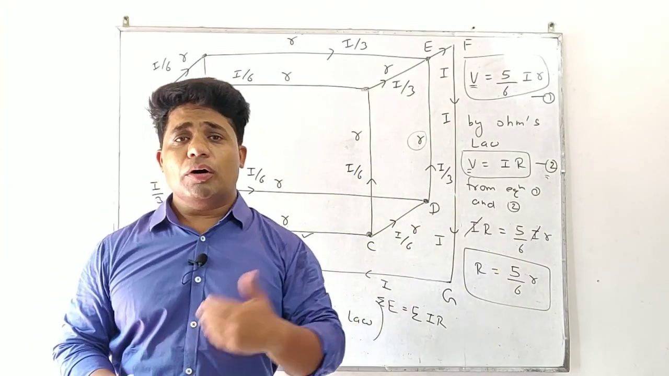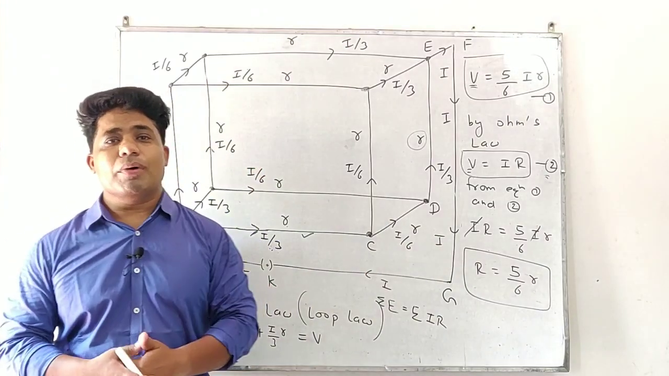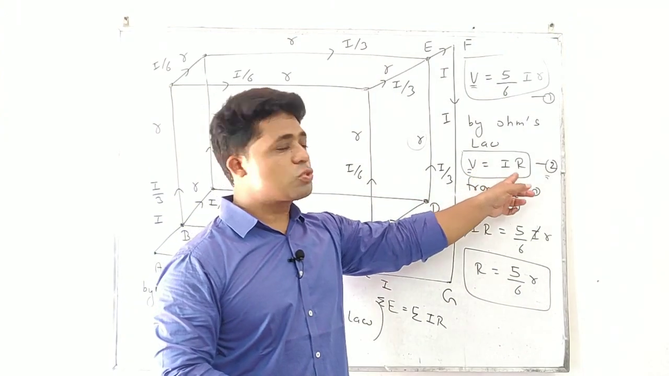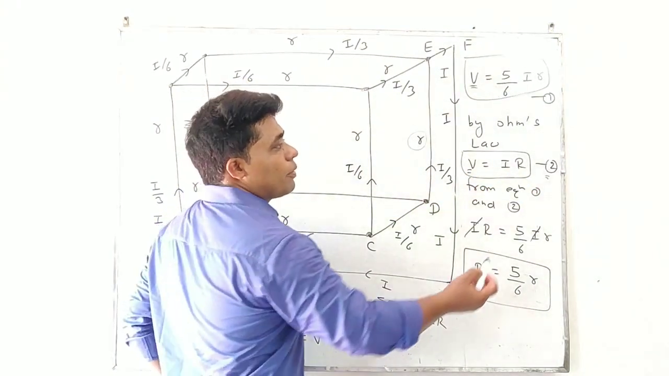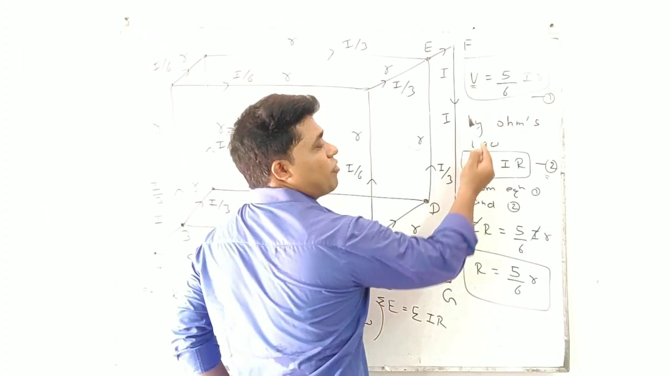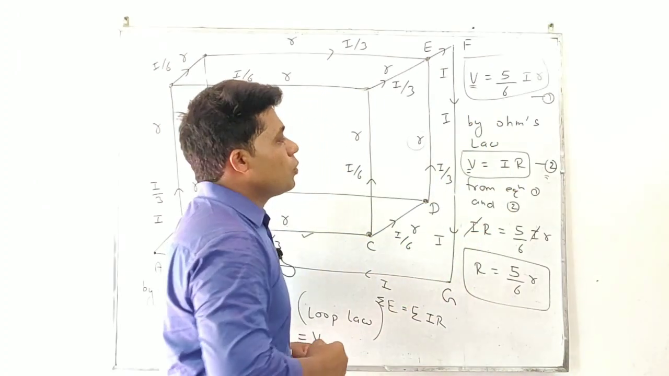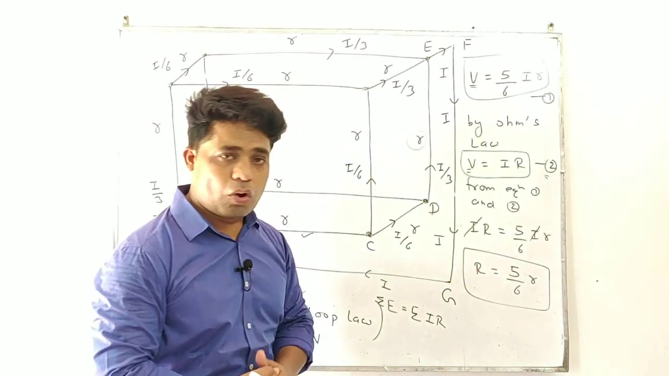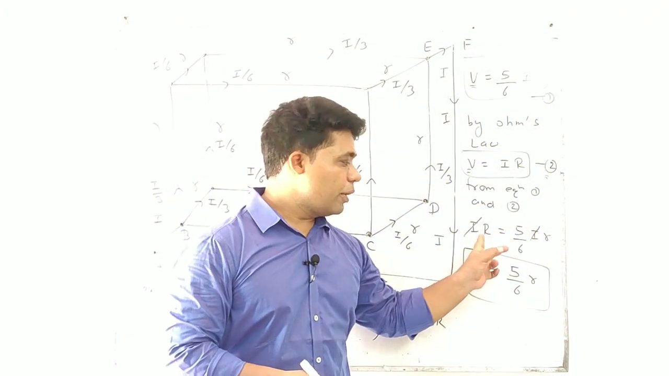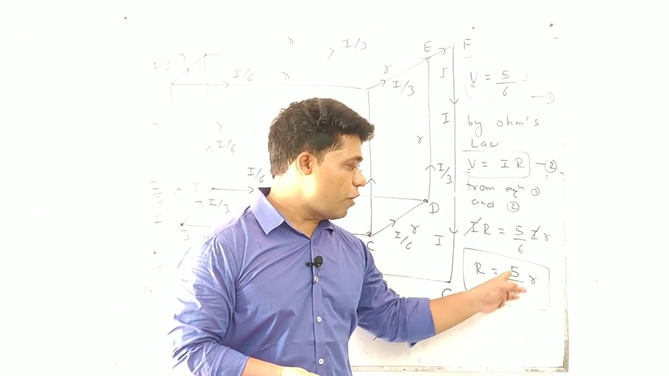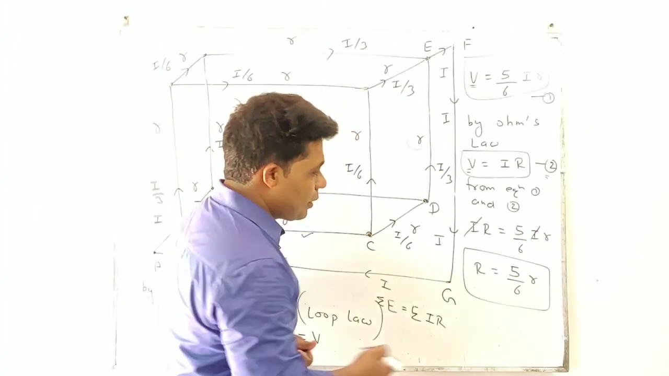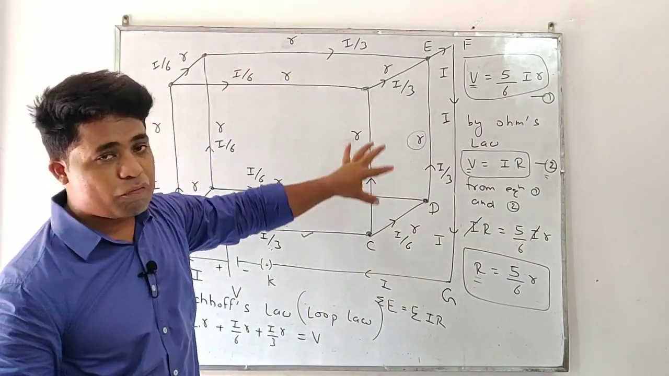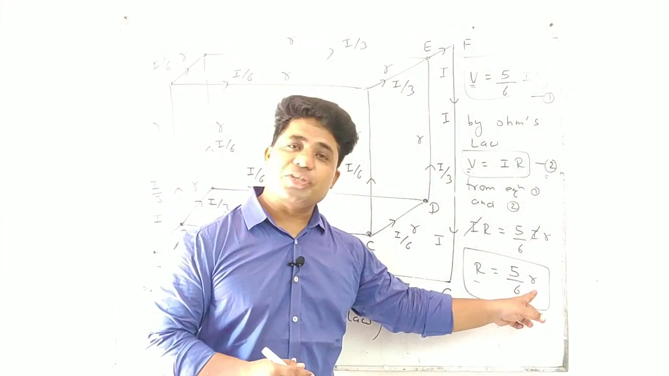So what to do for getting a second equation? This time I'm applying Ohm's law for the terminal voltage. What is Ohm's law? V equals IR. Now compare first and second. When the left-hand side is equal, the right-hand side will also be equal. So IR equals 5/6 IR. I and I cancel out and we get capital R equals 5/6 small r. It means capital R is the total resistance, and it is the equivalent resistance of this circuit: 5/6 r.